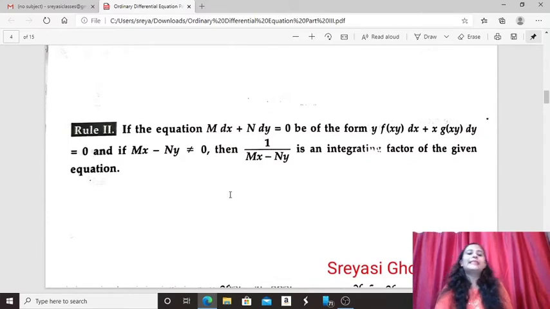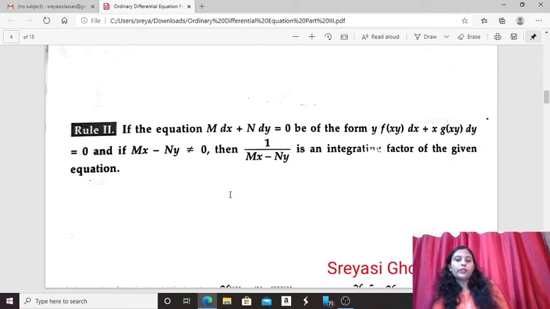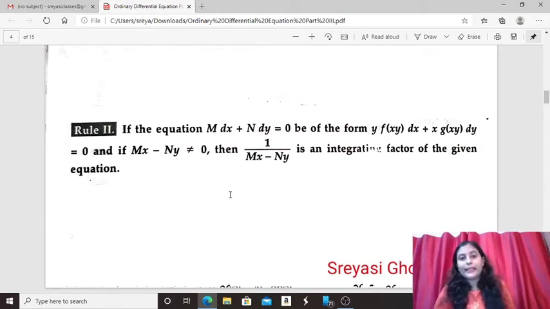Today we start with the second rule. If M dx plus N dy equal to 0 is an equation of the form y into a function of xy, times dx, plus x into a function of xy, times dy, equal to 0, and if Mx minus Ny is not equal to 0, then we can say that 1 divided by (Mx minus Ny) is an integrating factor of the equation M dx plus N dy equal to 0. So let's quickly look into an example of this type.